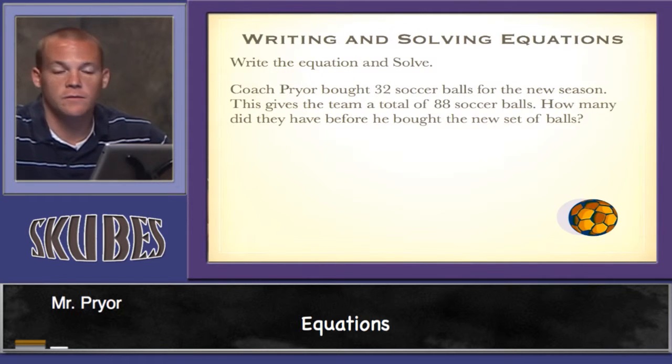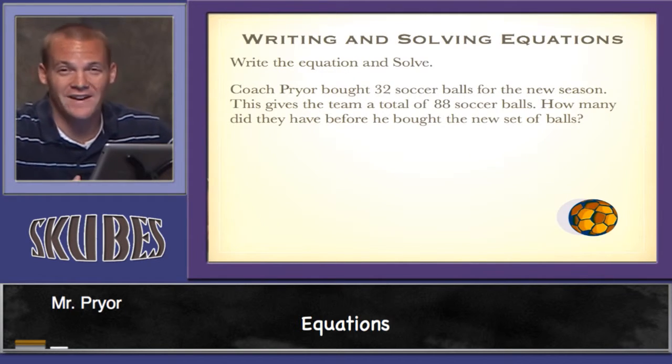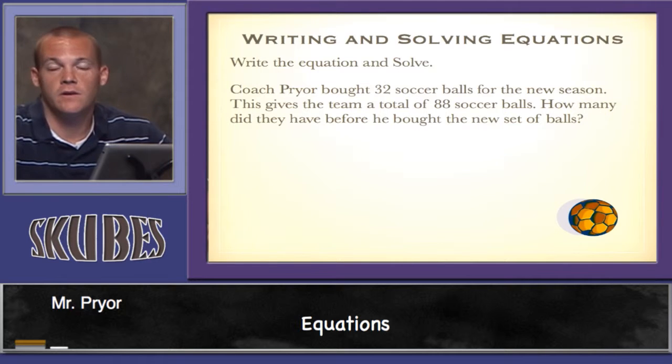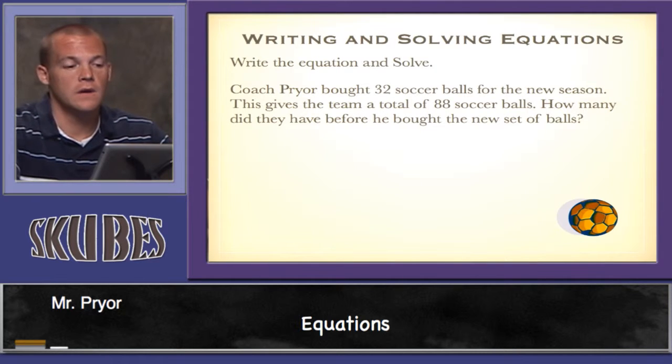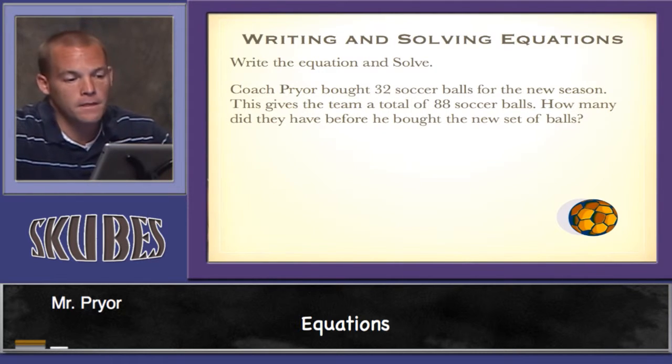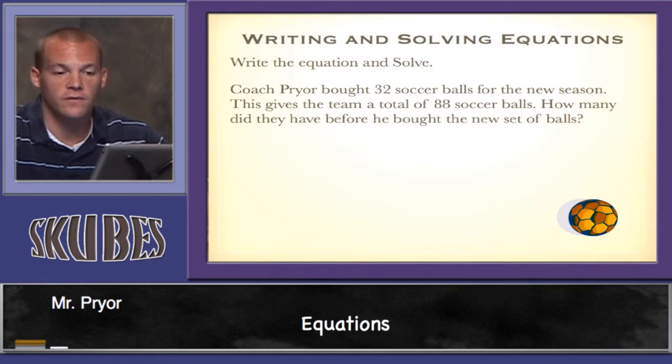Alright, so let's take a look at some word problems here involving writing equations. Many times they're going to want you to solve them as well, but getting them set up appropriately is going to be one of the key aspects of equations. So in this particular problem, Coach Pryor bought 32 soccer balls for the new season. This gives the team a total of 88 soccer balls. How many did they have before he bought the new set of balls?